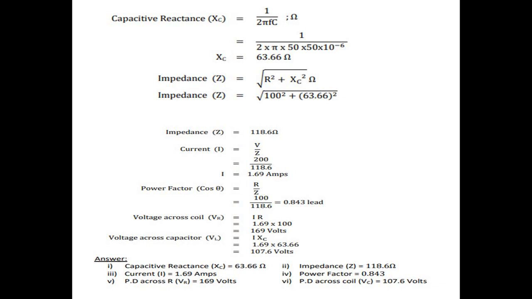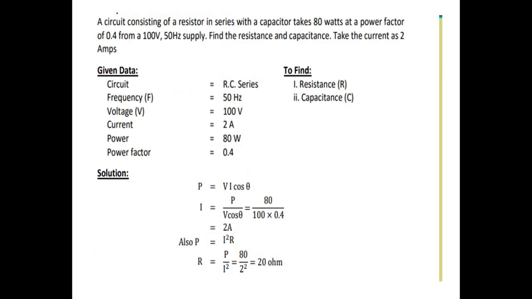volt. Answer: capacitive reactance XC is equal to 63.66. Then second, impedance is equal to 118.6. Current I is equal to 1.69, and power factor 0.843, and potential across the resistance 169 volt, and potential across the capacitance 107.6 volt.